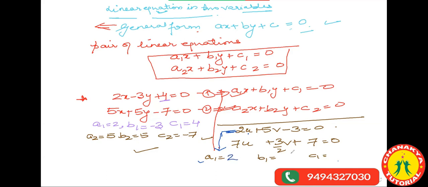Ma'am, 2. Yes. 5. Yes. -3. Yes, good. Ionija, tell me the values of A2, B2 and C2. Yes, ma'am. A2 is 7 and B2 is 3 by 2 and C2 is 7. Good, beta.